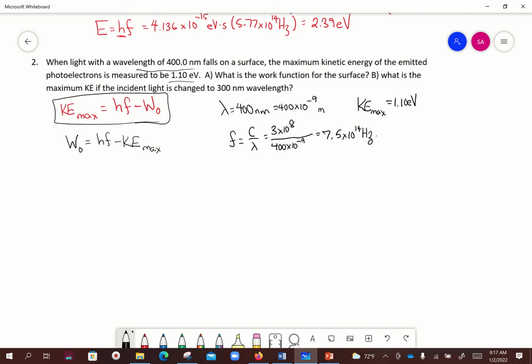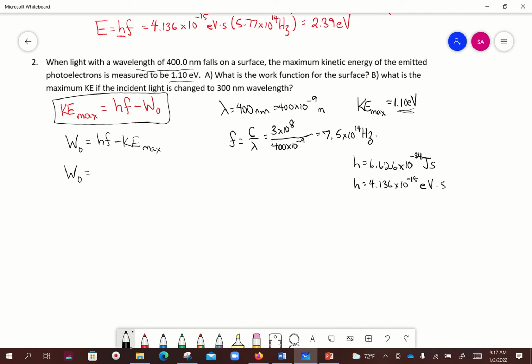Okay, so now I can plug my frequency into this equation. So I got work function is equal to hf minus Ke max. Now my Ke max is in electron volts, so there's 2 ways I could do this. Remember, I've got my 2 values for Planck's constant: 6.626 times 10 to the minus 34 joule seconds, or h is equal to 4.136 times 10 to the minus 15 eV seconds.